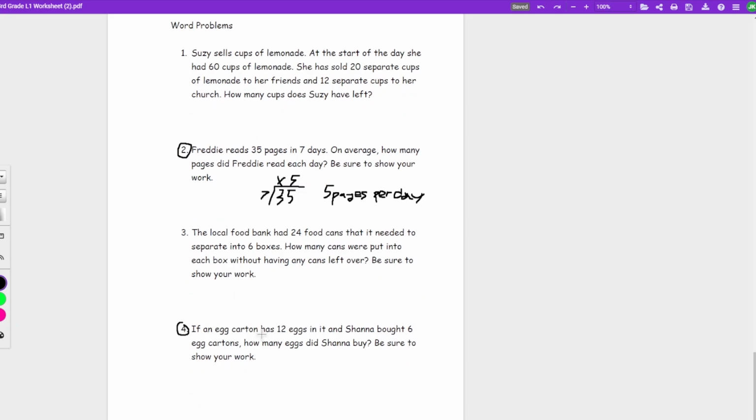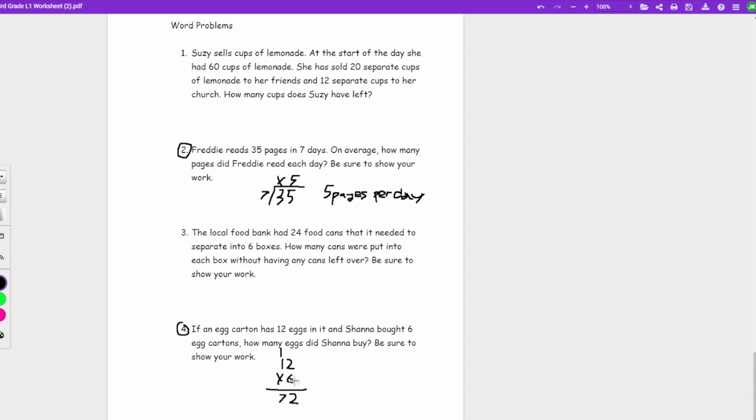Number 4, if an egg carton has 12 eggs in it and Shanna bought 6 egg cartons, how many eggs did Shanna buy? Be sure to show your work. So she bought 6 cartons of 12 eggs. So 12 eggs times 6, and 6 times 2, that's 12, and we have to carry the 1 and put it up here, and 6 times 1, that's 6, and then don't forget about this number up here, we have to add it. So if we add 6 plus 1, it becomes 7.